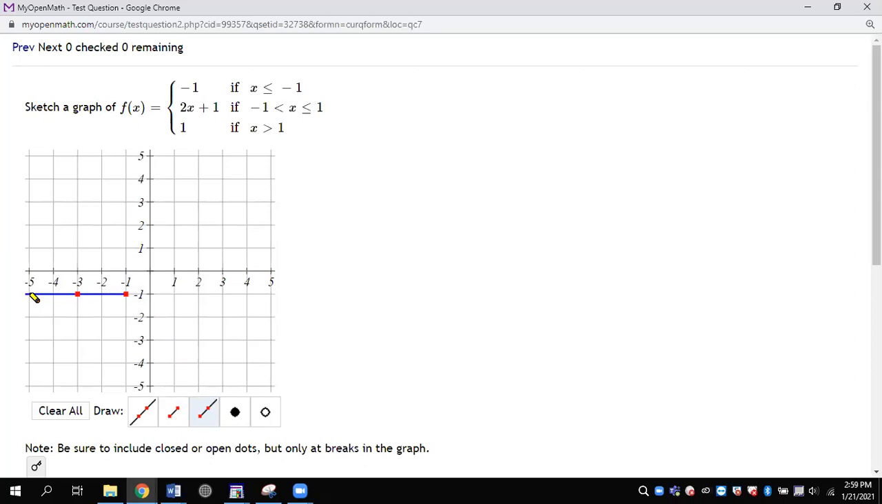Okay, and now I'm going to do the last part, which is X greater than 1, height of 1. Well, actually, I'm going to do the in-between. Let me do that first. Plug in negative 1 here. I'm going to have to do it all in my head. Sorry. Negative 1 would be what? Negative 2 plus 1, negative 1. Negative 1, negative 1. Oh, yeah, it's the same dot.